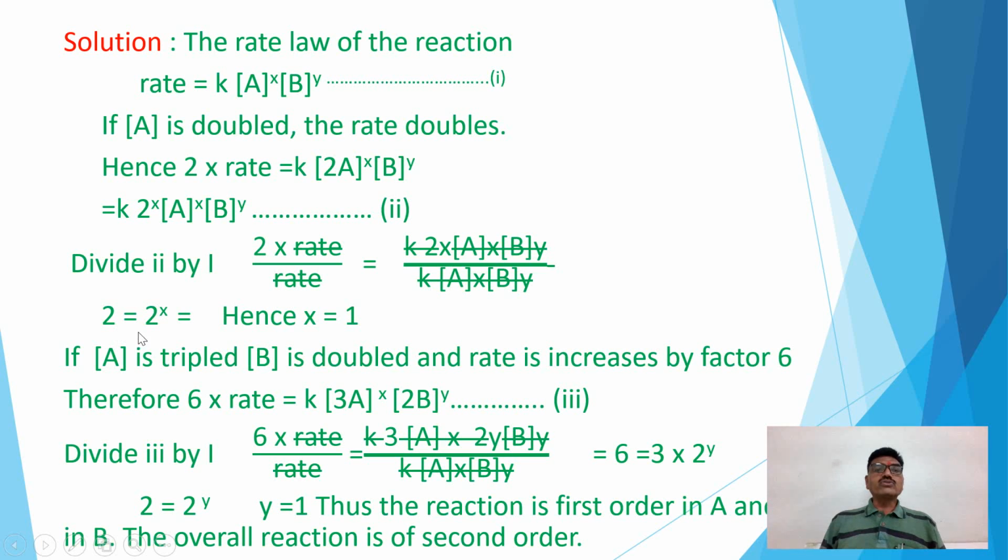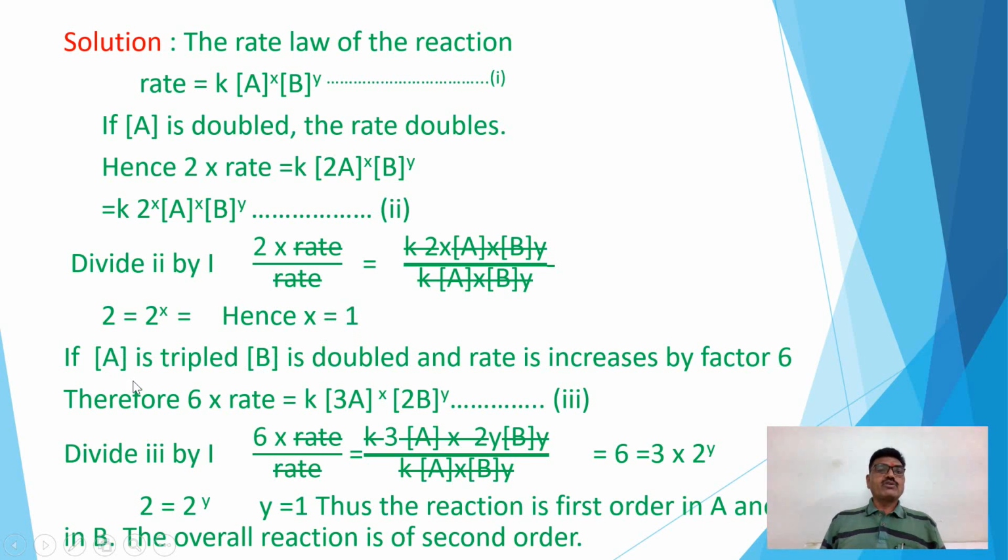2 is equal to 2 power x, that is what. And now, so we will get what? Hence x is equal to 1. So in this way, we can determine the value of x. So this is the order of reaction with respect to A, the first concentration term.